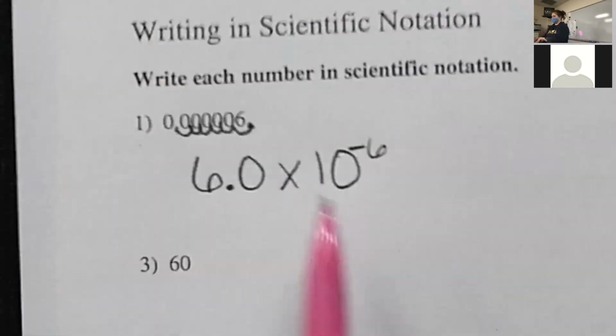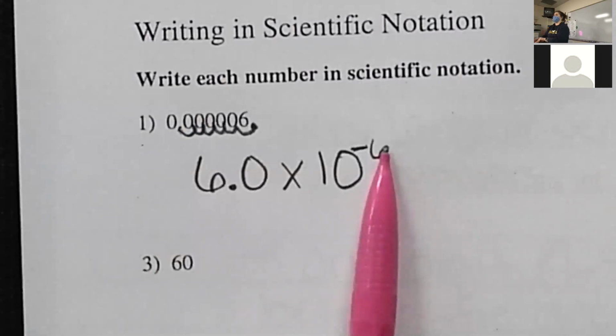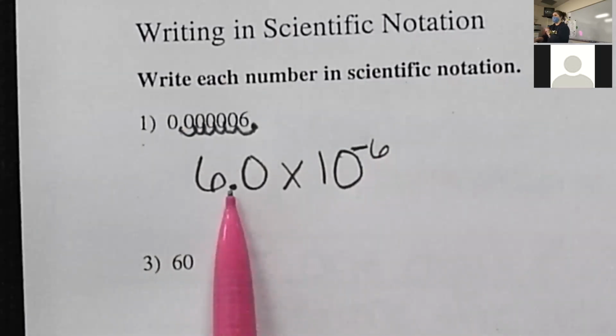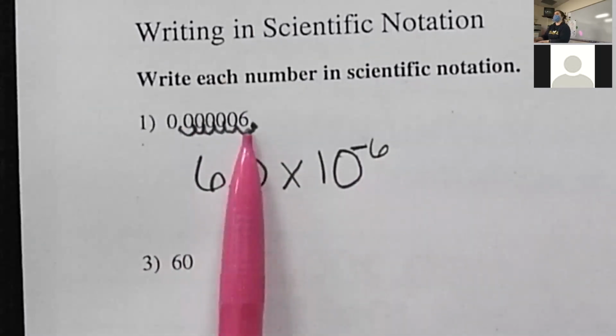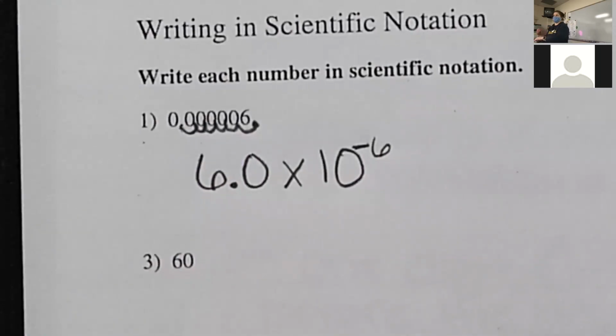That might help you with the front side too. Because now if you look back here and you say, oh, I have 6.0 times 10 to the negative 6, I would move my decimal which way? Right. It's a negative. To the left. Left 6 times, would that end up being that number? Yes. So you can always double check it.